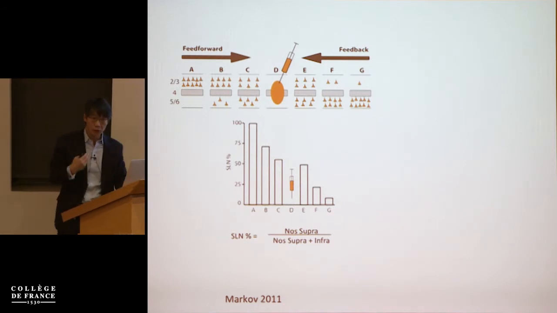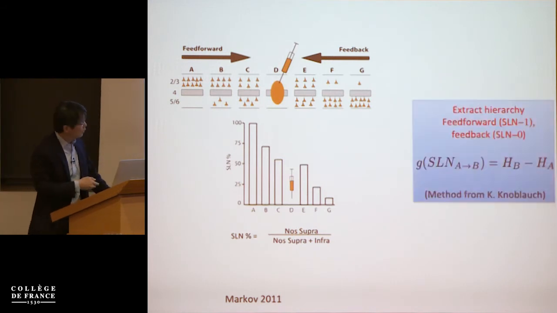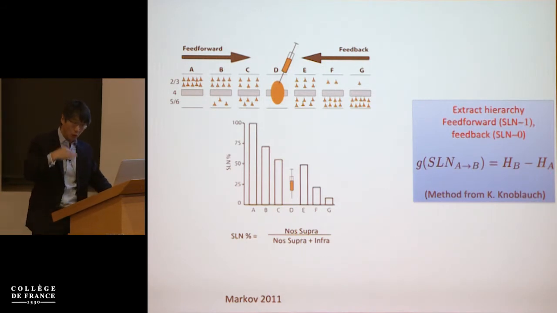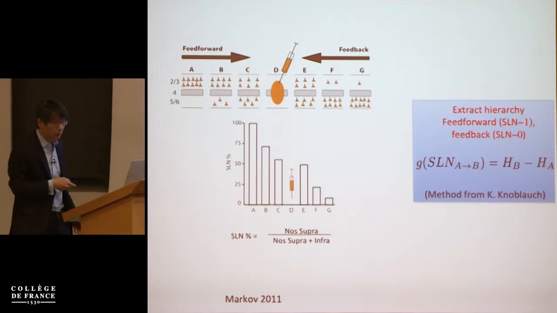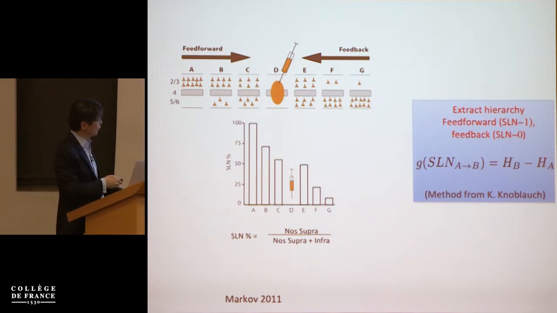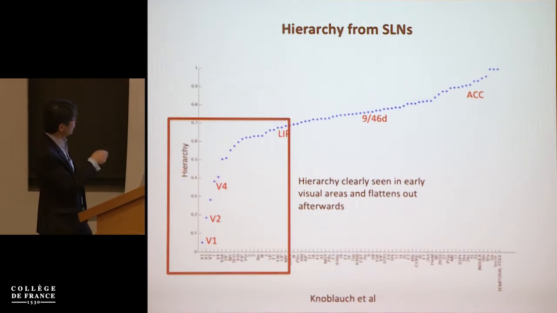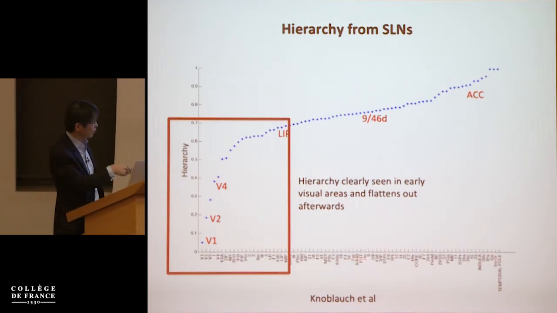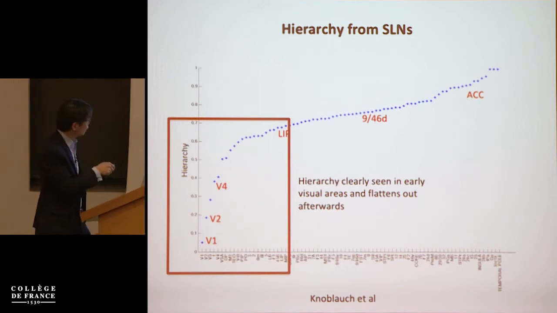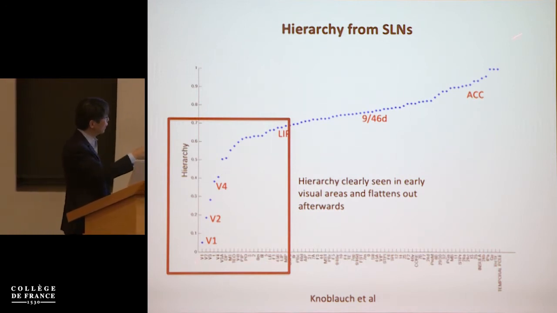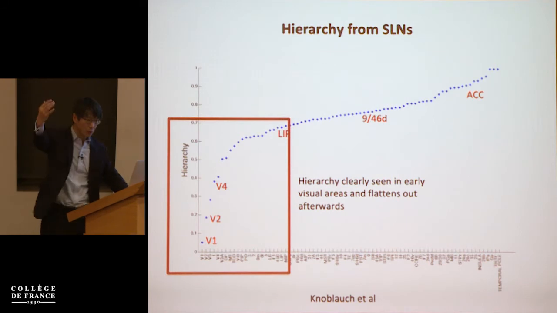From there, they deduced the relationship between areas, say A and B, whether one is lower or higher in the hierarchy. And they did that pair by pair for each pair of the areas they examined, and they came up with this measure of hierarchy for all cortical areas they have so far examined. That way you have a notion of hierarchy in the cortex.